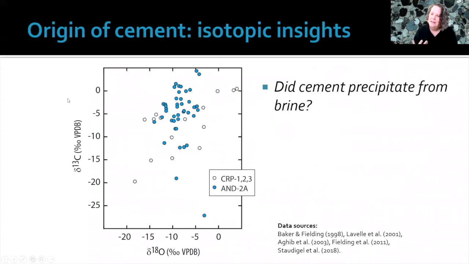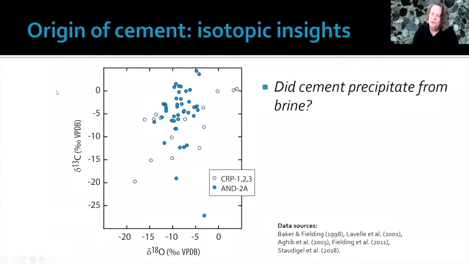So it seems like there might be a way to explain these low delta 18O values that we see in these cements and also their abundance in the subsurface. Perhaps they precipitated from this brine.